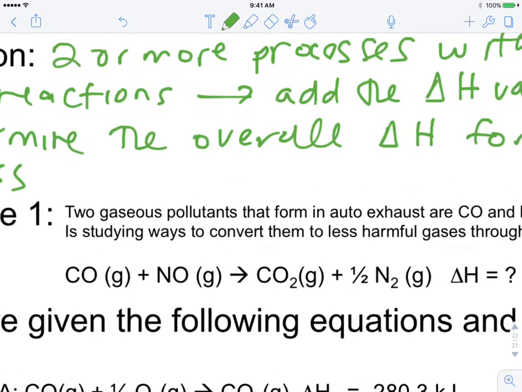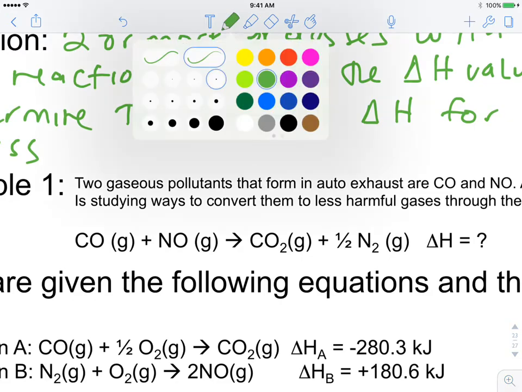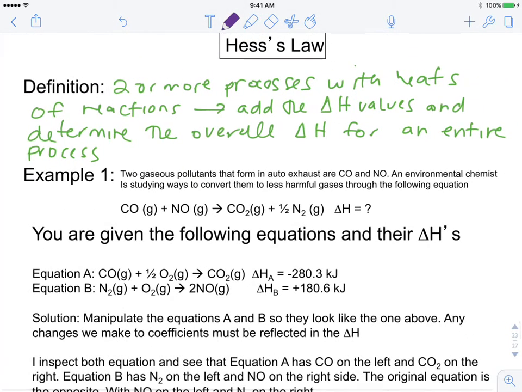And so what this might look like in a really simple situation where we don't manipulate anything, if you were writing that down, I'll zoom out, but where we have a simple situation would be something like this, where we have A goes to B, and it has a delta H of 50 kilojoules. And then we have B goes to C, and it has a delta H of 100 kilojoules.